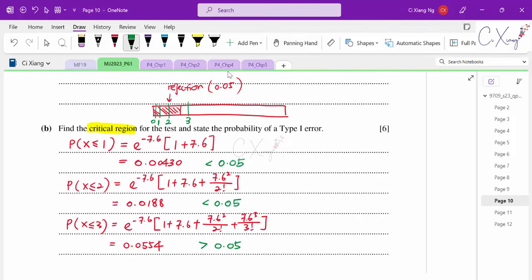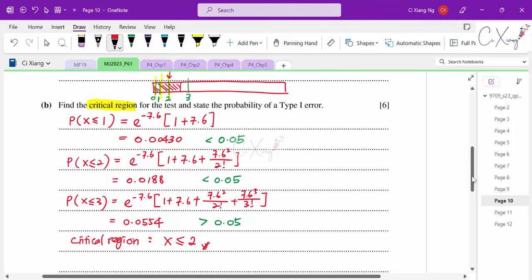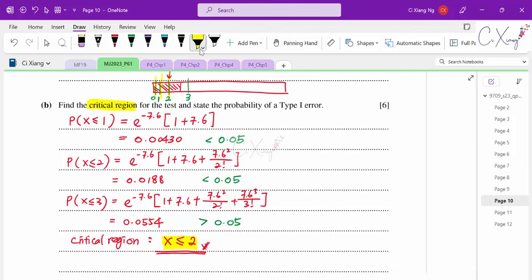Okay, so from this diagram, you can make a simple conclusion where for the critical region or the rejection region, you need to list out the values for x. So you can see that the rejection region is for x equals to 0, x equals to 1, x equals to 2. So you can write it as x smaller equals to 2. This will be your rejection region. Some students say, can I write x smaller than 3? Also can, not including the 3. So x smaller equals to 2 or x smaller than 3, not inclusive of 3.